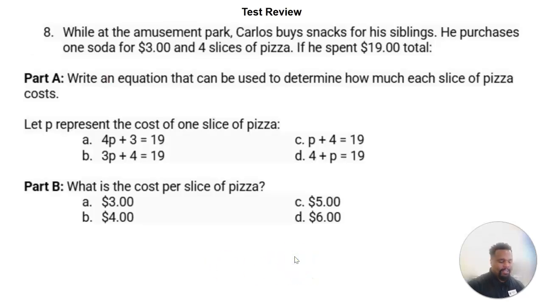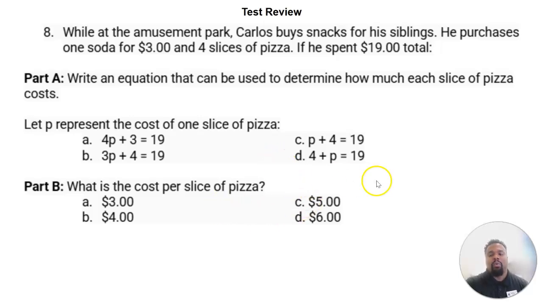So your answer will be A. Now if I look at this, this is a two-part question. While at the amusement park, Carlos buys snacks for his siblings. He purchased 1 soda for $3 and 4 slices of pizza. If he spent $19 total, the first part, write an equation that could be used to determine how much each slice of pizza costs. Let P represent the cost of 1 slice of pizza.